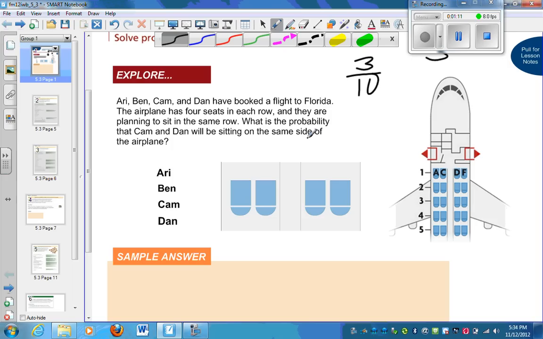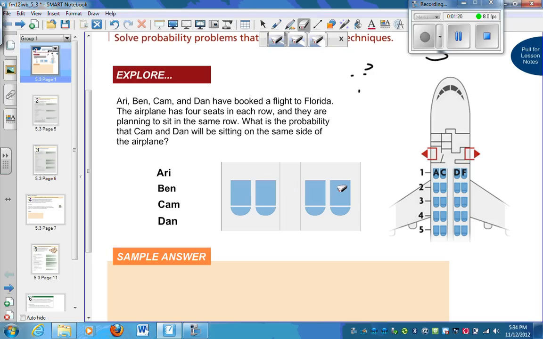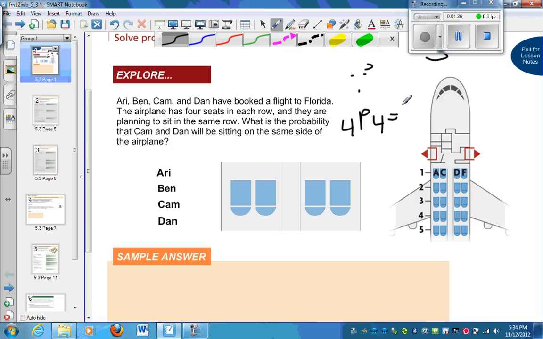Okay, so the first thing to think about is, does order matter in all the different cases? Well, yes, it does. So we have 4 people. How many ways can you arrange them in 4 spots? That's 4P4, which is simply 4 factorial. So 4 times 3 times 2 times 1, which is 24. So that's our denominator, 24.